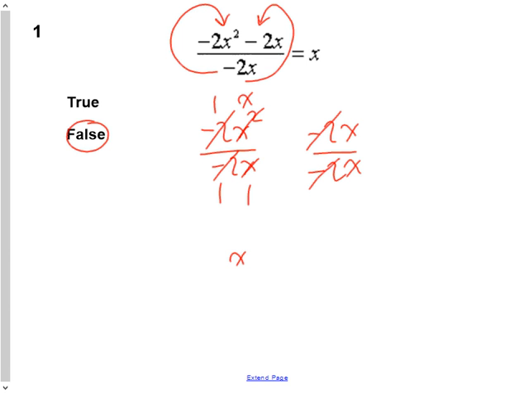And negative 2x divided by negative 2x is 1 over 1. X over x is 1 over 1. 1 times 1 is 1 over 1, which is 1. And 1 over 1 is not 0. It's actually a positive 1. So therefore, the solution is not equal to x. It's equal to x plus 1.